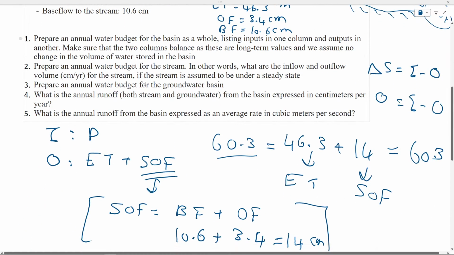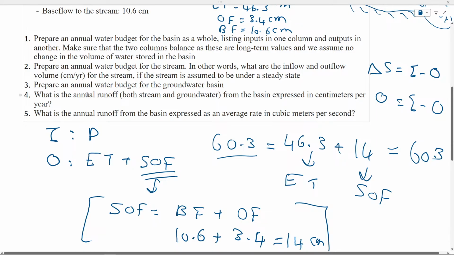Now let's look at one more. What is the annual runoff from the basin, both stream and groundwater, expressed in centimeters per year? So what is the annual runoff, stream and groundwater runoff?